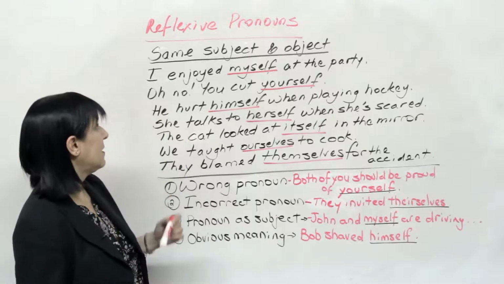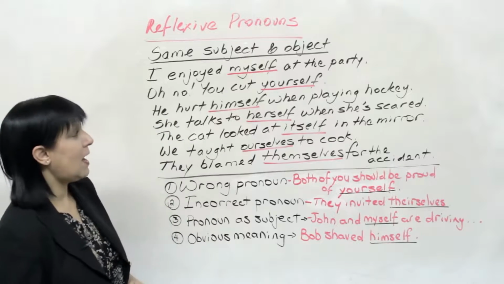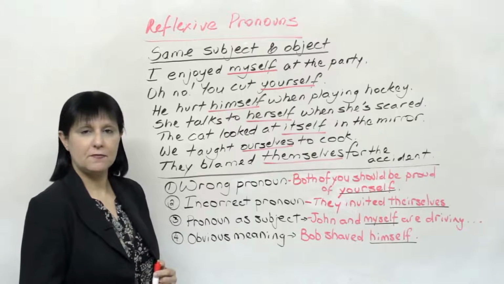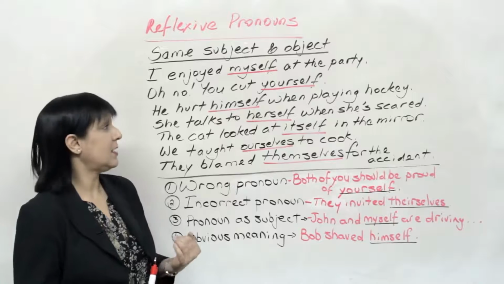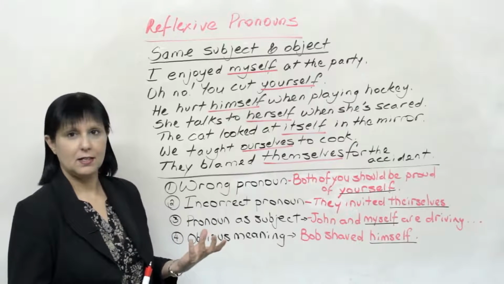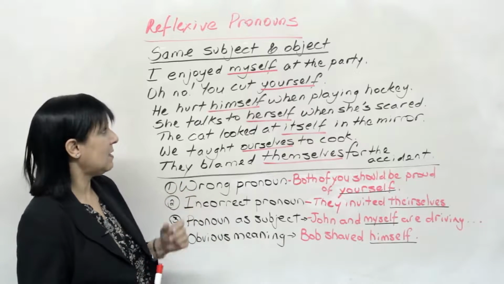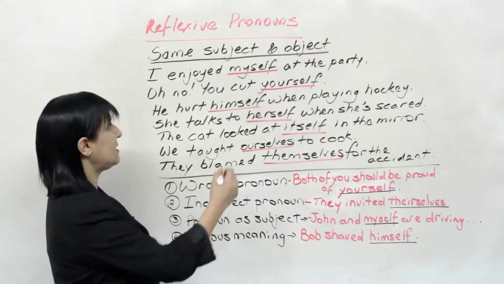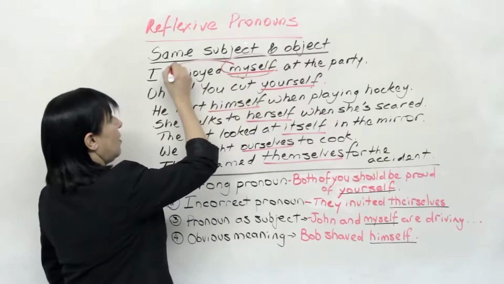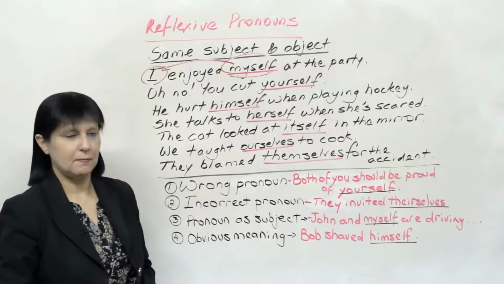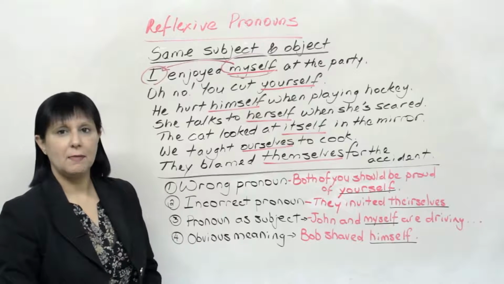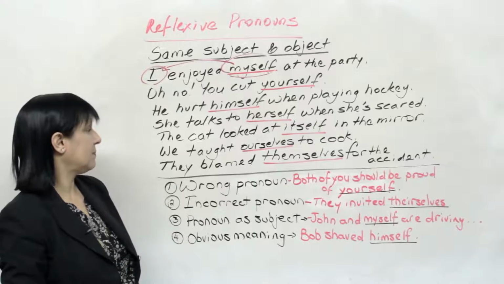For example, I enjoyed myself at the party, right? We cannot say in English, I enjoyed at the party, but I enjoyed myself at the party. So we see here that the object and the subject are the same. I enjoyed myself at the party.